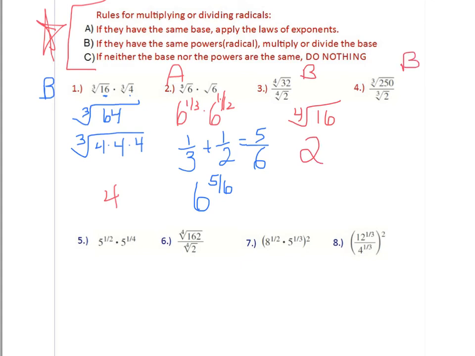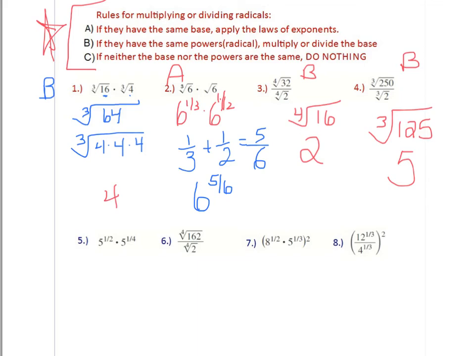Number 4 is the same setup. We have the same radicals. 250 divided by 2 is 125. What times itself 3 times is 125, and that is 5. So we'll pause the video here for you to try 5 through 8.